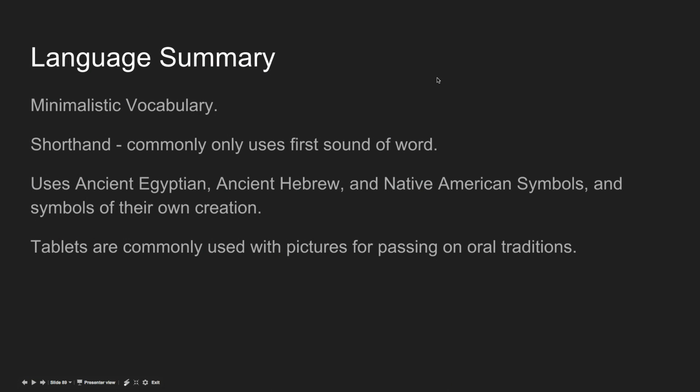Language summary. Minimalistic vocabulary. Shorthand commonly uses only the first sound of the word. Uses ancient Egyptian, ancient Hebrew, and Native American symbols and symbols of their own creation. The tablets are commonly used with pictures, probably for the purpose of passing on oral traditions.